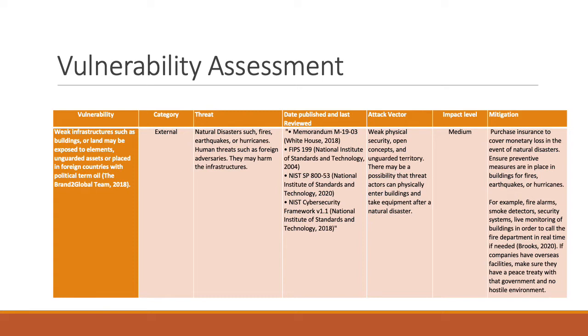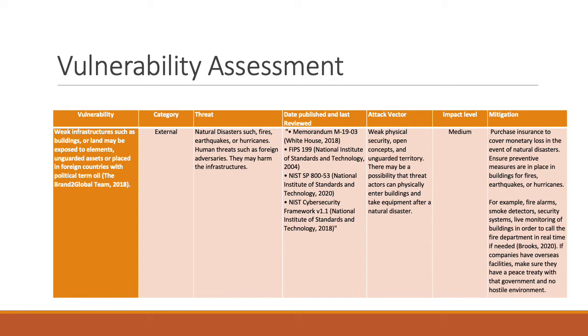weaknesses in physical buildings, land, unguarded assets, or any type of outer perimeter that may be weak or need some type of reinforcement. Potential threats that may be associated with these outer perimeters include natural disasters such as fires, earthquakes, or hurricanes, as well as human threats, which can be foreign adversaries that may harm infrastructure.